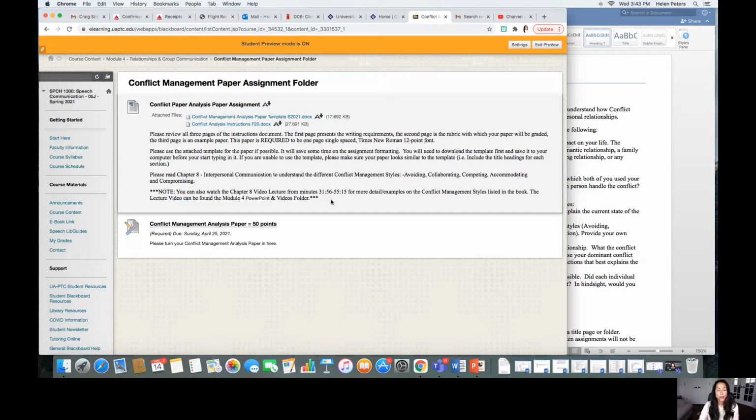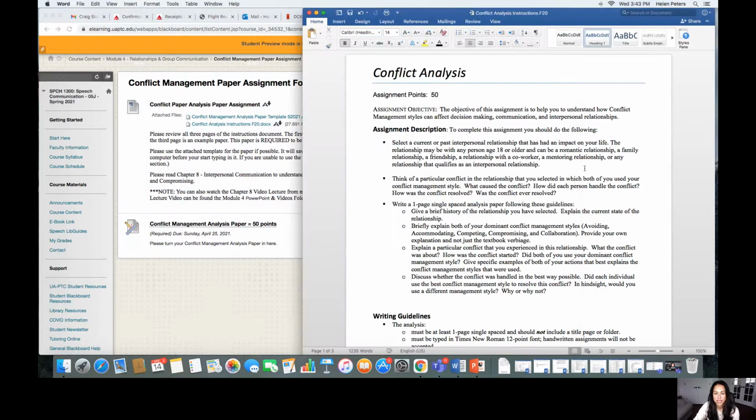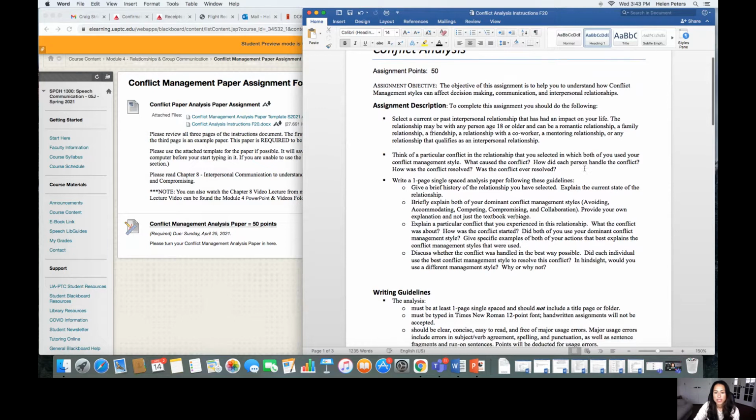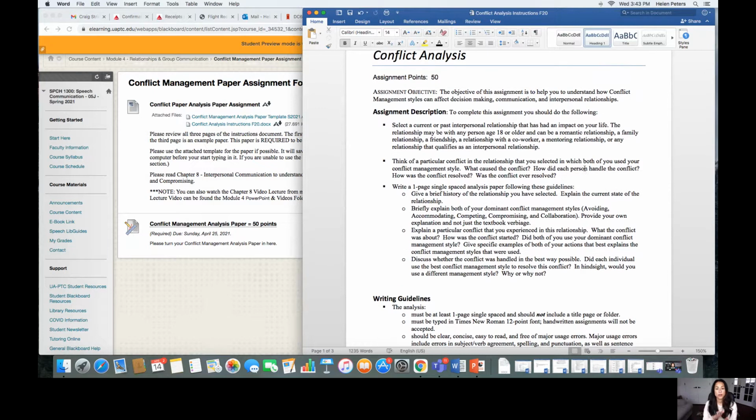When you open the instructions, you will see this. What this is saying is that this paper needs to be a one-page paper, meaning it cannot be half a page. It shouldn't be three-quarters of a page. It should be a one-page paper. That's where a lot of points will come off. If it doesn't meet that writing requirement, that is a lot of points off the top. So make sure you meet that one-page writing requirement.